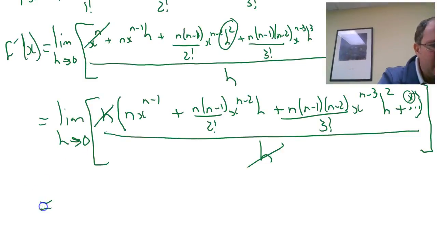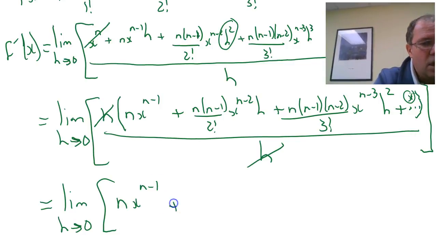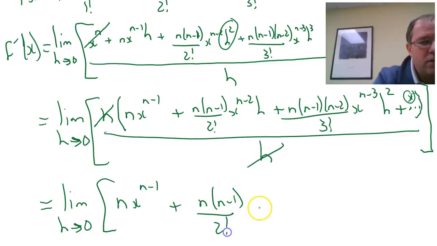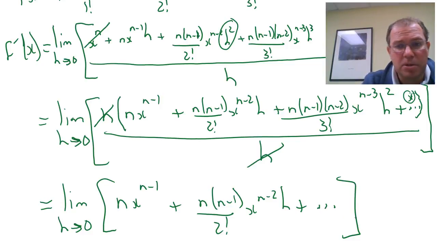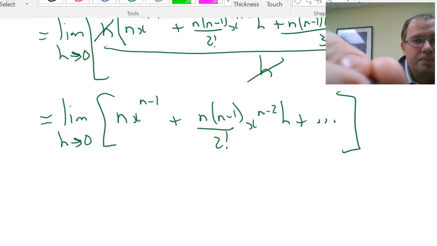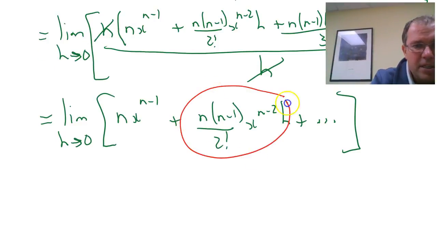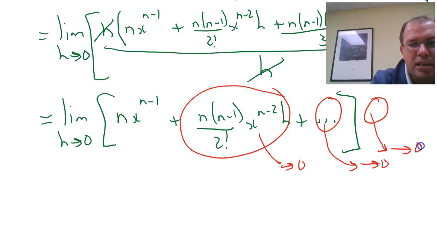And now let's think about this limit. So I've now got the limit of h tends towards 0. I'm not going to write all the terms this time, of nx to the n minus 1. Notice that does not depend on h. Plus n minus 1 over 2 factorial x to the n minus 2 h plus, and I'm going to write dot dot dot because every other term has an h in it. So what happens when it's got an h in it? The next term here has got an h squared, the one after h cubed. So when we take the limit of h tends towards 0 of something times h, it's got to be 0. So all of the limits of this term have to tend towards 0. The next term here would have an h squared in it, would have to tend towards 0.